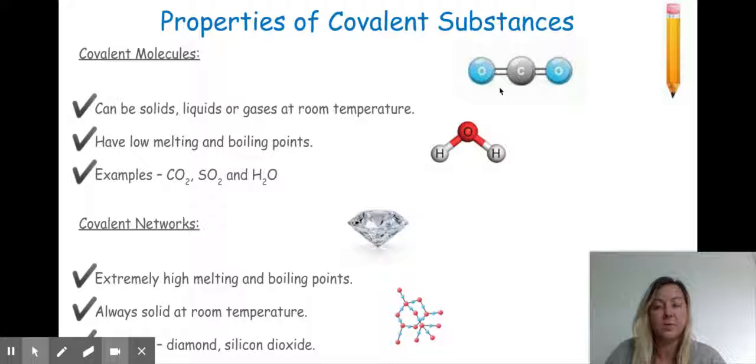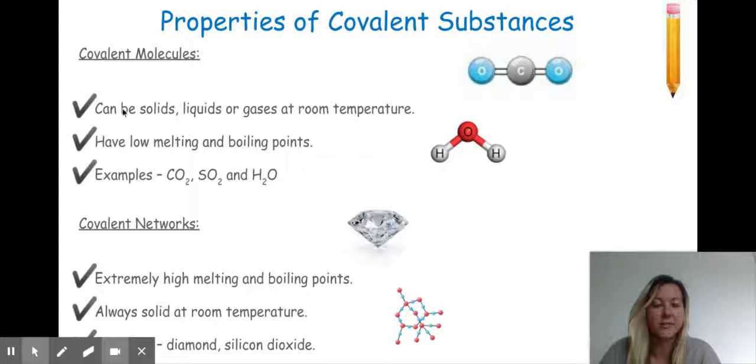Covalent molecules can be solids, liquids or gases at room temperature. They have low melting and boiling points. Some examples I've given you are CO2, so carbon dioxide, SO2, sulfur dioxide, and water. Now you can see their structures over at the side here. These exist as discrete molecules. They have very, very low melting and boiling points.